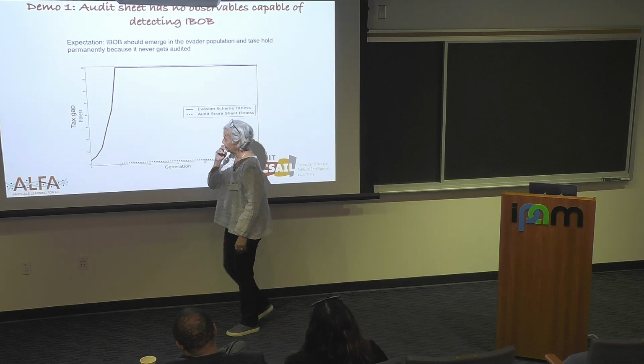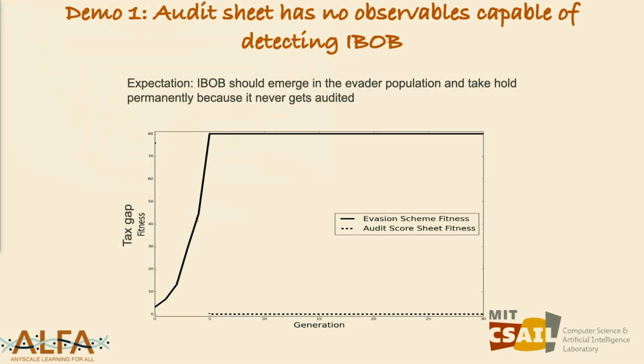I'm not telling you that, that's not important. But initially, nobody in the population of evaders is very good at evading tax. But that's the fitness selection variable. So over time, we see evolutionary adaptations, and IBOB emerges. And I've set this up so that IBOB is possible, but many other things are possible as well.